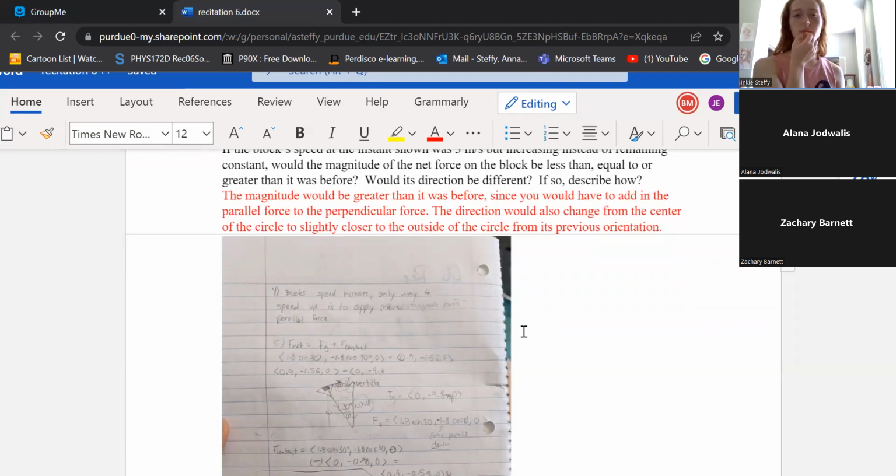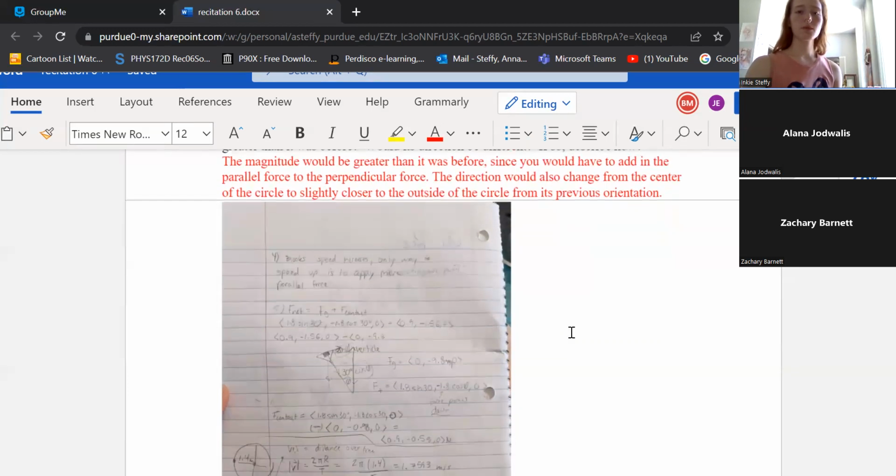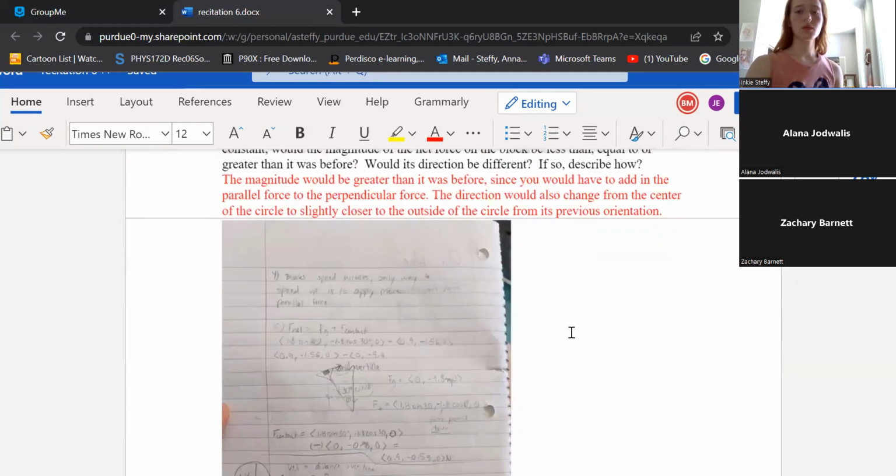Yeah. So my answer was the magnitude overall would increase, because not only would we have the directional change that we talked about before with the perpendicular force, but we'd also have to take into account the parallel force, and adding those together, the net force would increase, and the direction would change slightly. Normally the net force would point directly towards the center of the circle. Taking into account the parallel force, that net force would be taken to the right a little bit, closer to the edge of the circle. Yeah, I agree.